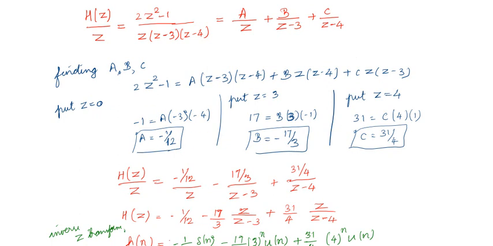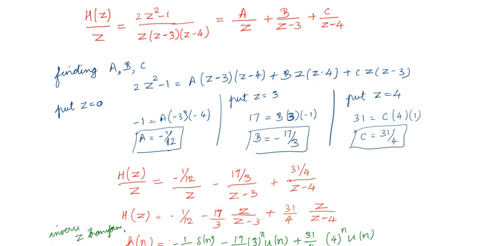This is my a. Now to obtain b, I have to cancel a and c. So look for what value of z makes a and c become 0. Here we have z minus 3, so if I put z equal to 3, this becomes 0, and a and c terms vanish. Now put z equal to 3: 3 square is 9, 9 into 2 is 18, 18 minus 1 is 17, equal to b into 3 into minus 1. So b equals minus 17 by 3.